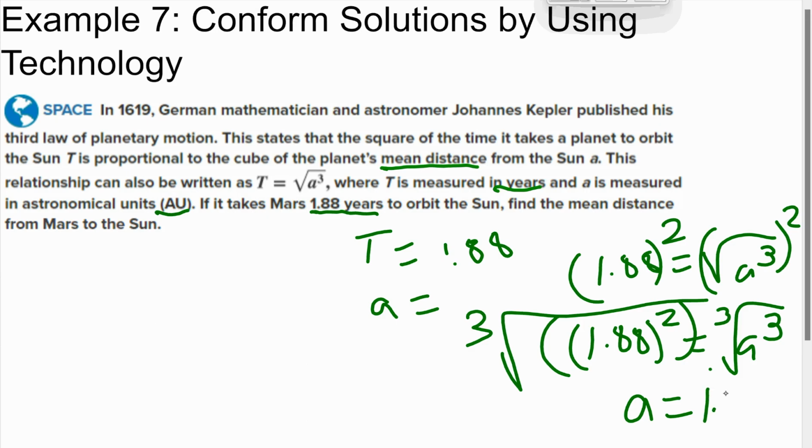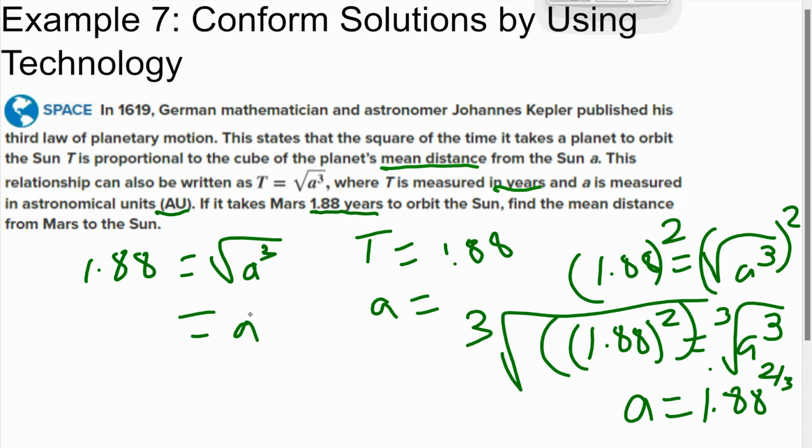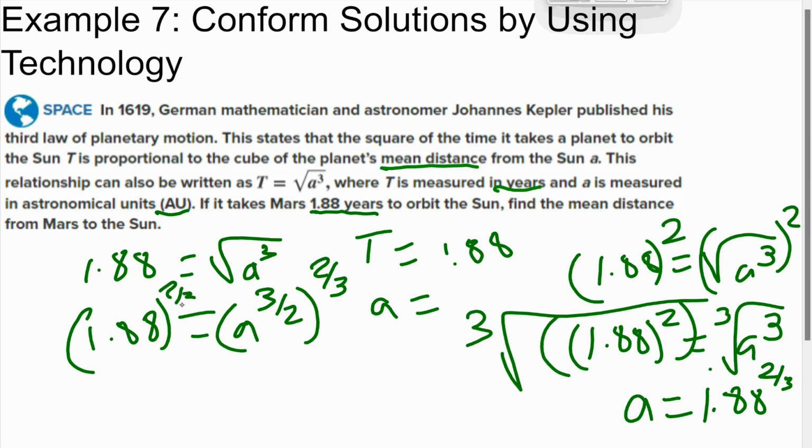So basically it's 1.88 raised to the 2/3, right? And we could have started like that. 1.88 equals the square root of A cubed, as a fractional exponent, 3/2. And then how do I get rid of raising to the 3/2? I raise it to the 2/3, because I want to get rid of dividing by 2 by multiplying by 2, and get rid of multiplying by 3 by dividing by 3. Because when we raise powers to powers, we multiply, but this 1.88 is not a power, so I need to raise that to the 2/3.